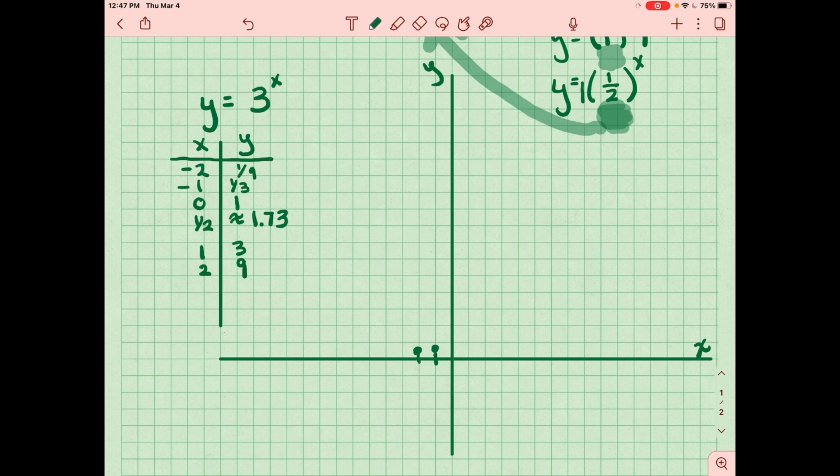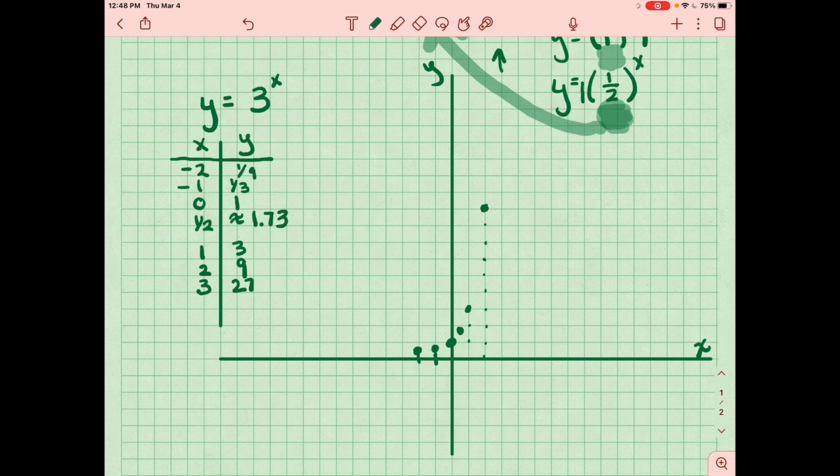And then 0 and 1. And then 1/2 and 1.73. And then 1 and 3. And then 2 and 9. And just for fun, look what happens when we put the 3. Y equals 3 to the 3rd power is 27. So that's going to be way, way, way up there.